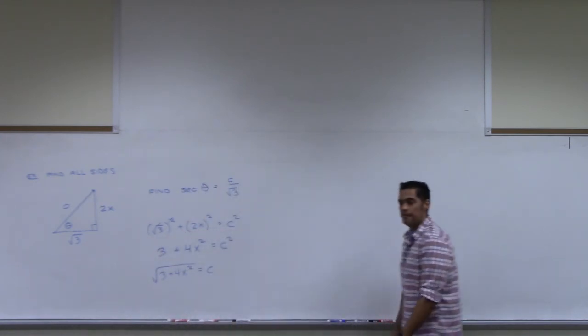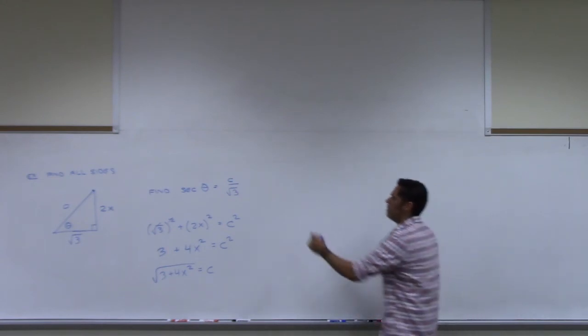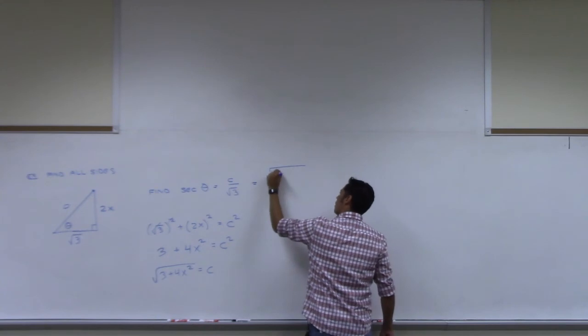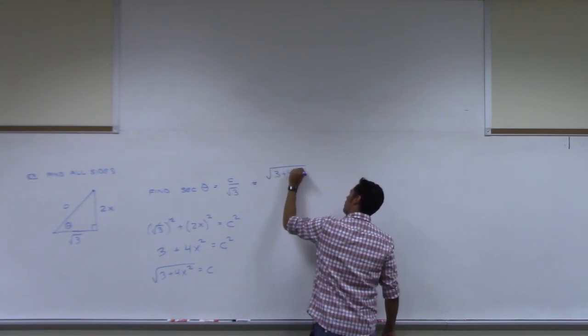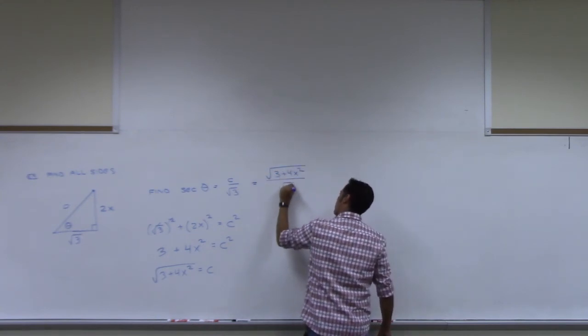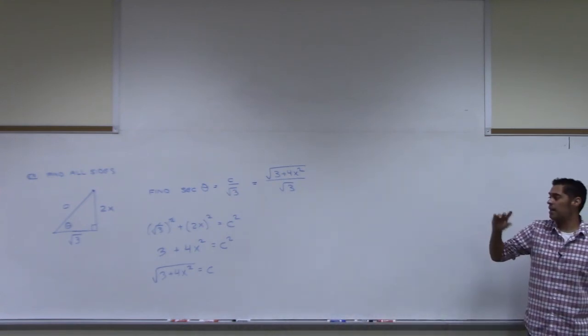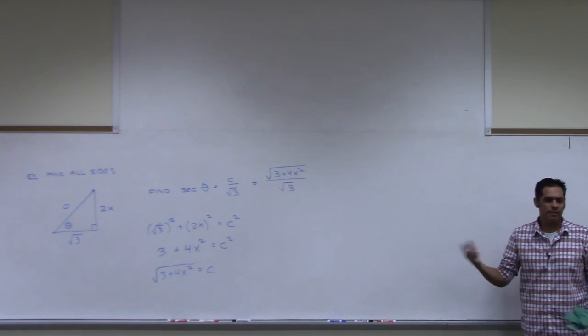And that's what you get. Now come back up here. C was that, root 3 plus 4x squared over root 3. And that would be completely acceptable as an answer for me. But it can be cleaned up. There are different things we can do to that.